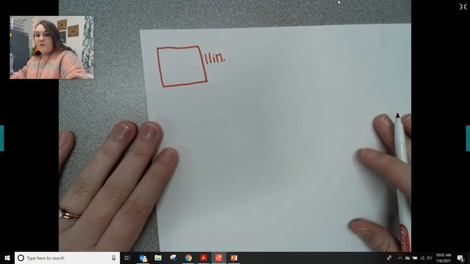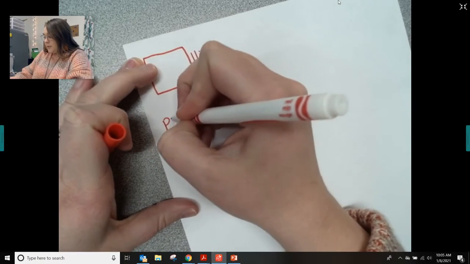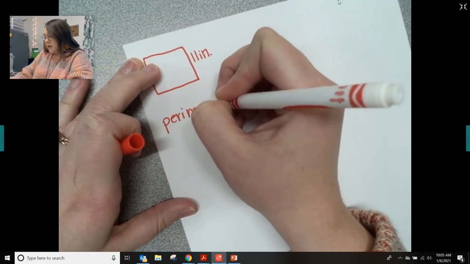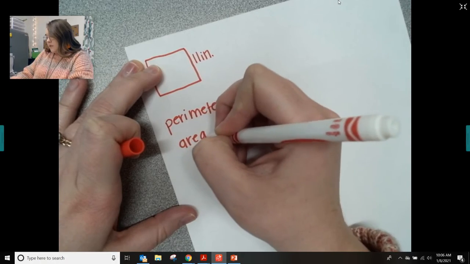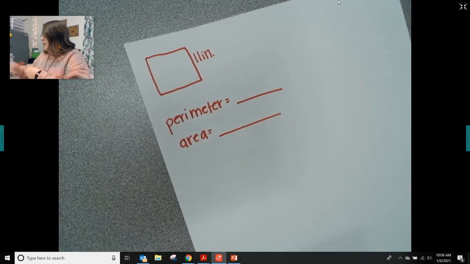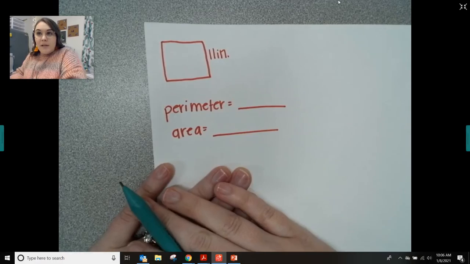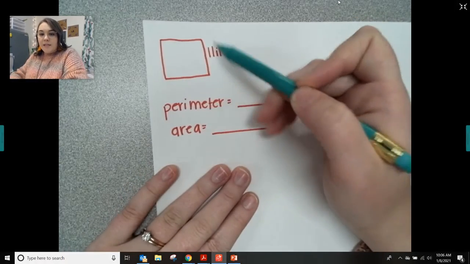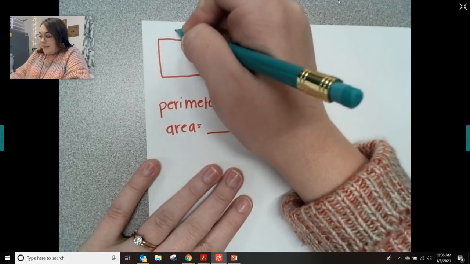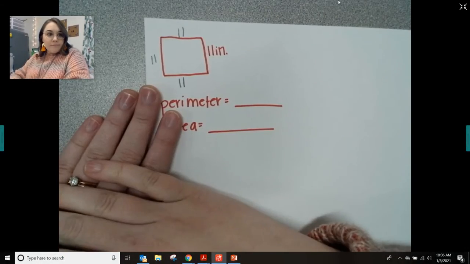Okay, so let's start off by finding the perimeter. Actually, let me write down perimeter and area. Okay, I wrote that down in pen, but I am going to do the work in pencil. Okay, so as you see, one side is 11 inches. You should know that a square has equal sides. All of the sides on a square are equal. So I'm going to go ahead and label all of my sides with 11, because I know that all of the sides are 11, right?